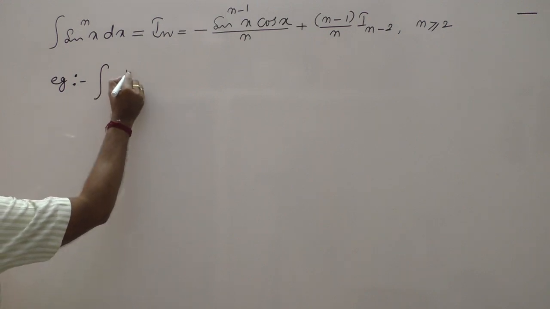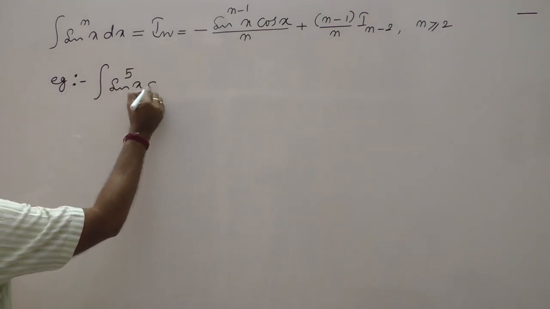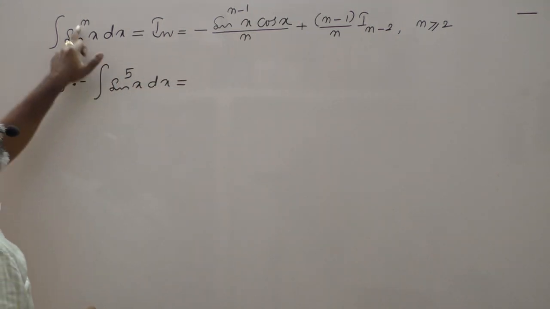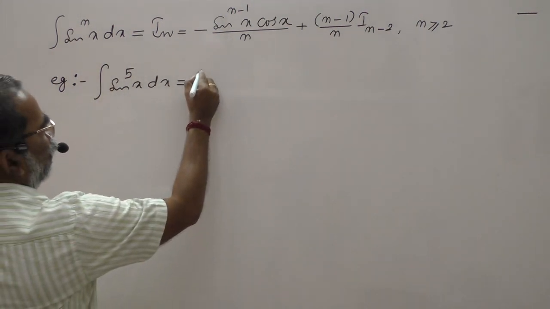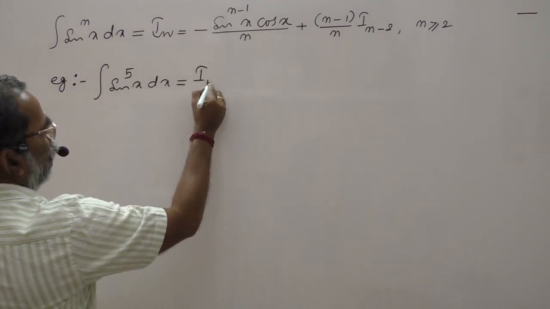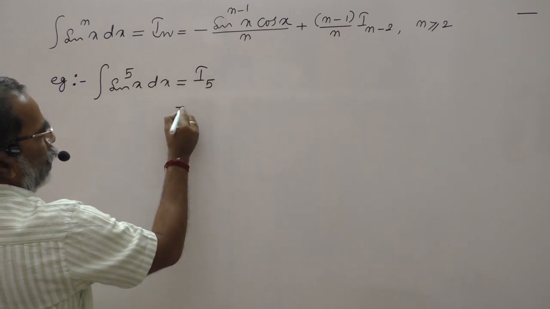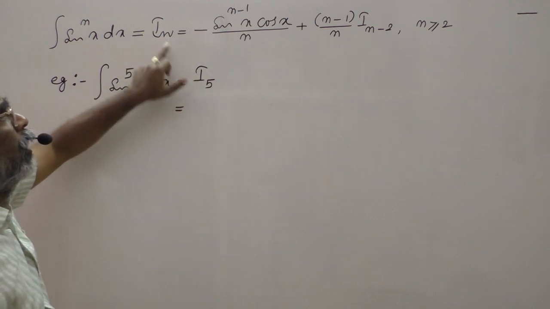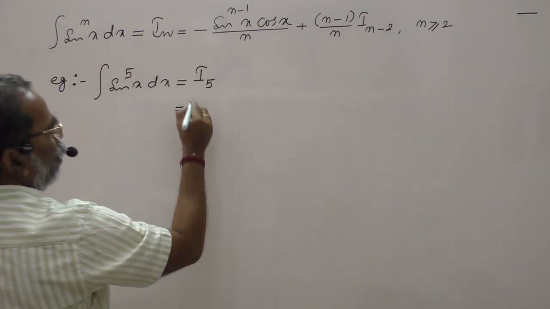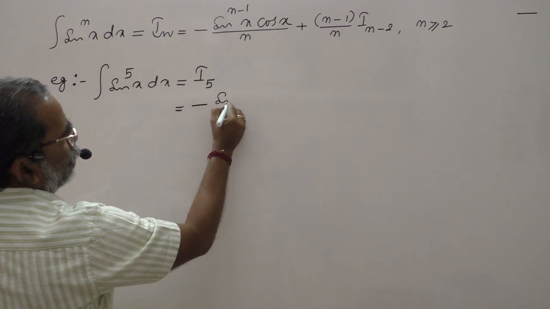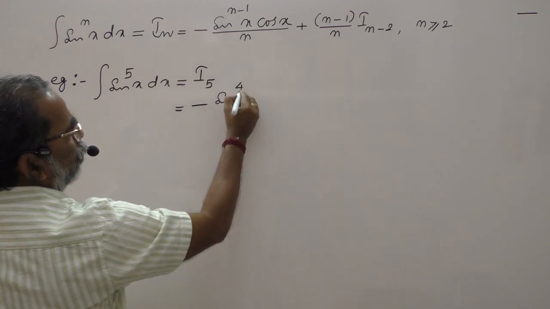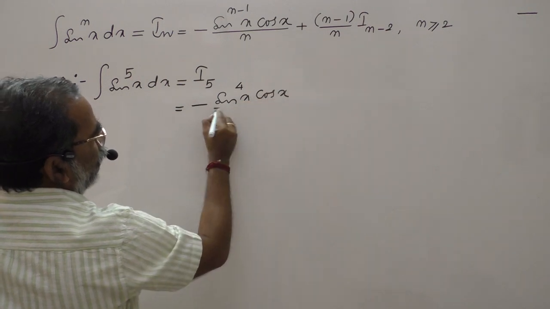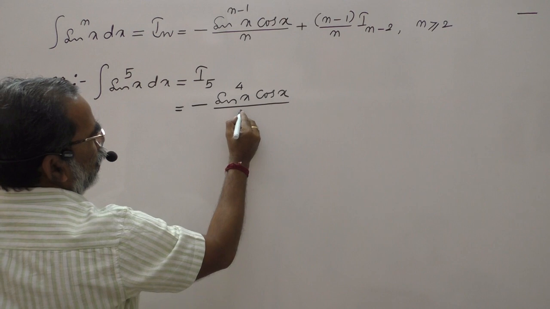For example, the integral of sine power 5 x dx is given. Listen carefully. What is there here? In place of n we have 5. Therefore, what is this symbolically? It is I 5. Yes, I will use the reduction formula. In this problem, n value is 5. What will be the integral? Minus sine power n minus 1, meaning 4, into cos x divided by n. What is n? n is 5.